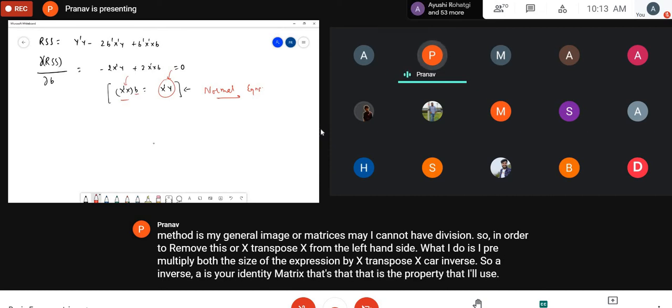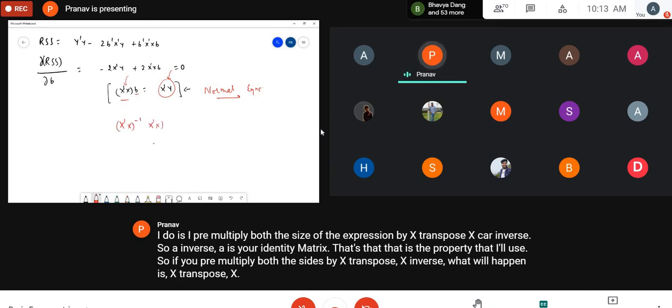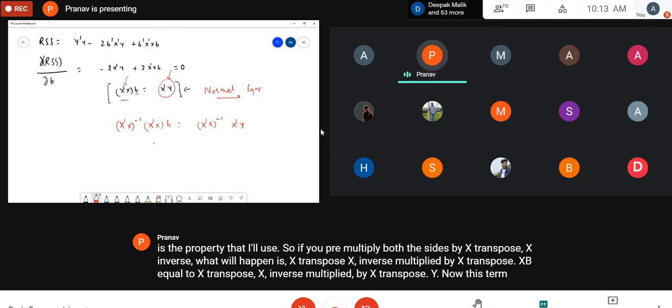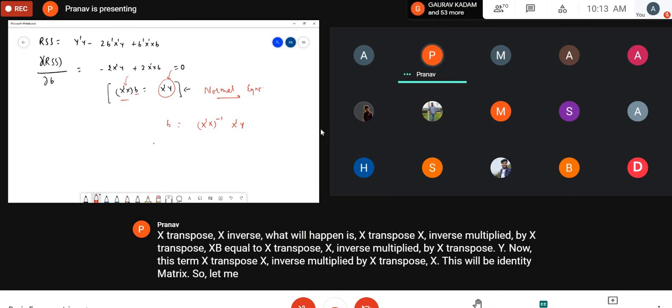So if you pre-multiply both the sides by (X transpose X) inverse, what will happen is (X transpose X) inverse multiplied by X transpose XB equals (X transpose X) inverse multiplied by X transpose Y. Now this term, (X transpose X) inverse multiplied by X transpose X, will be the identity matrix. So let me just write it here. This is the solution that you get for B.